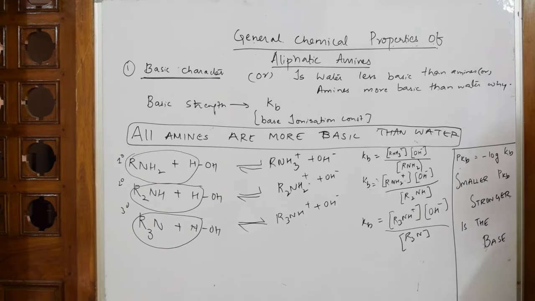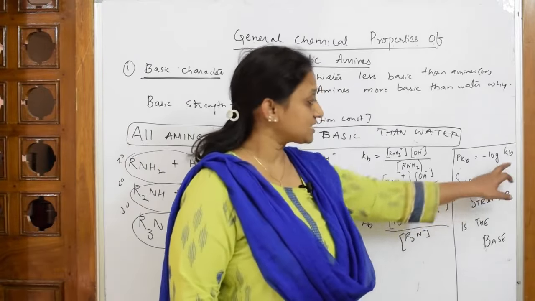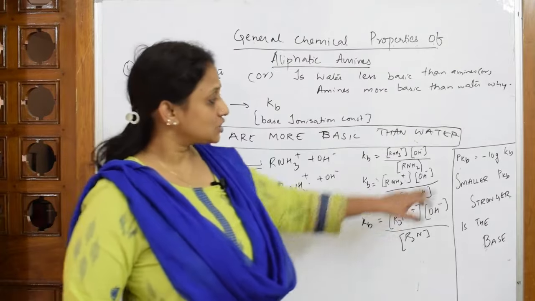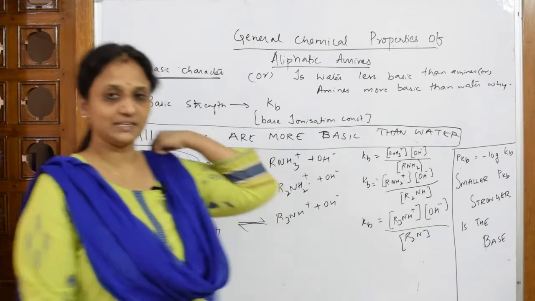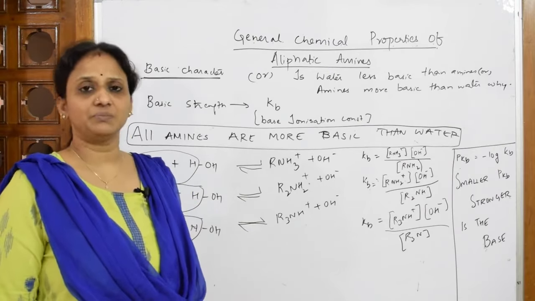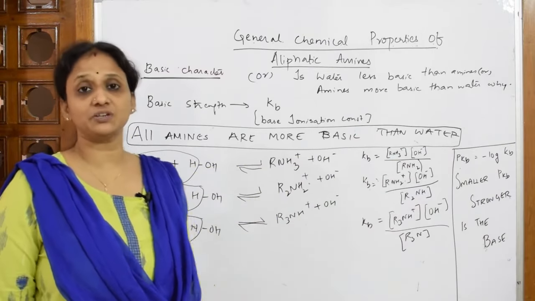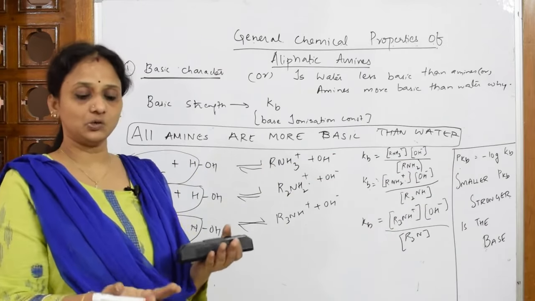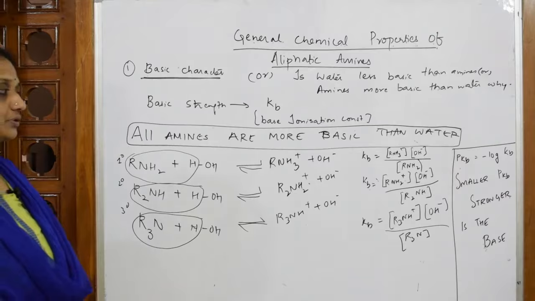If you understand this concept, it's easy. pKb value should be smaller. That means Kb value should be larger, isn't it? So if the pKb value is very small in the question I will be dealing with, that means it is the strongest base. The other way, Kb should be higher. So pKb should be lower, Kb should be higher, then it is basic in nature. So this is how we are going to explain.